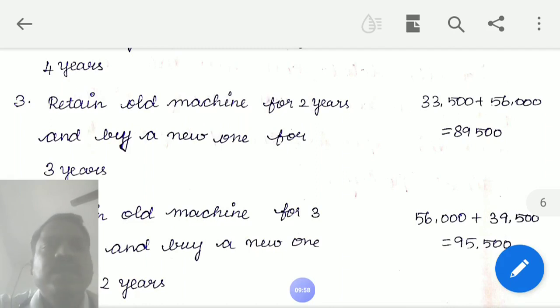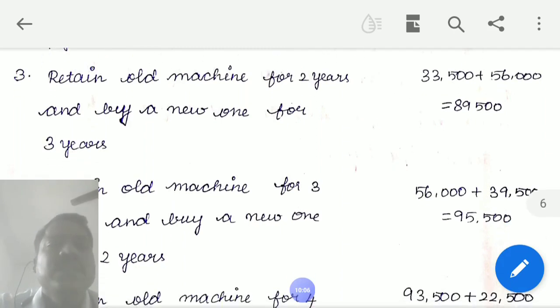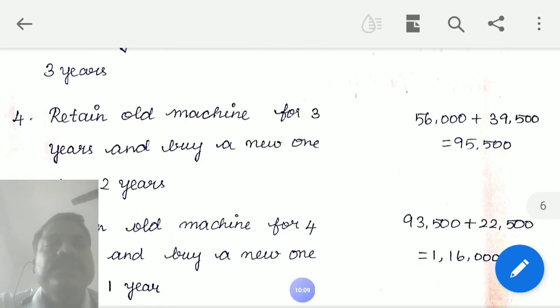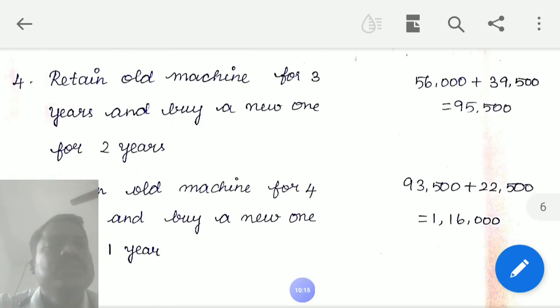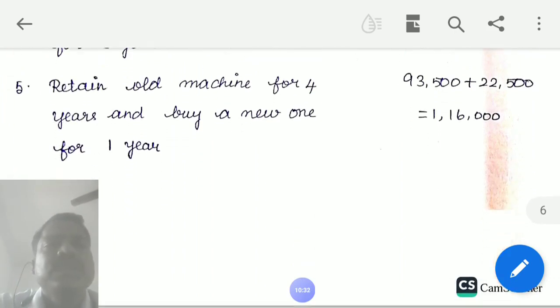Third policy, retain old machine for 2 years and buy a new one for 3 years. Therefore, 33,500 is retain old machine for 2 years plus buy a new one for third year 56,000, therefore 89,500. Next, fourth policy, retain old machine for 3 years and buy a new one for 2 years. Therefore, retain old machine for third year 56,000 plus buy a new one for 2 years. Therefore, second year total cost 39,500. Therefore, 95,500. Fifth policy, retain old machine for 4 years and buy a new one for 1 year. That is 1,16,000.